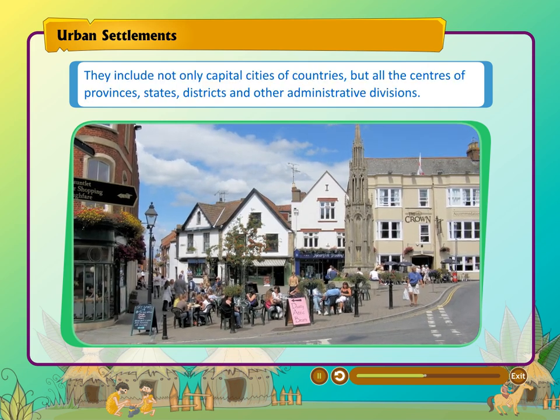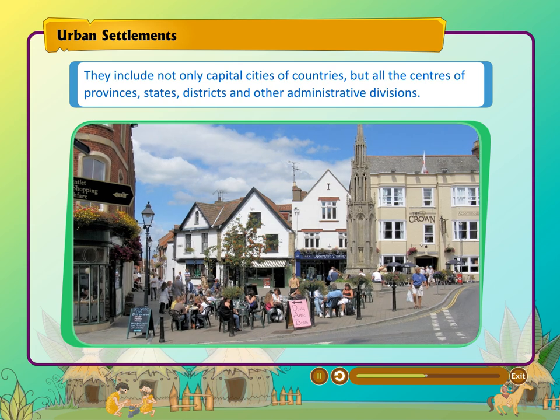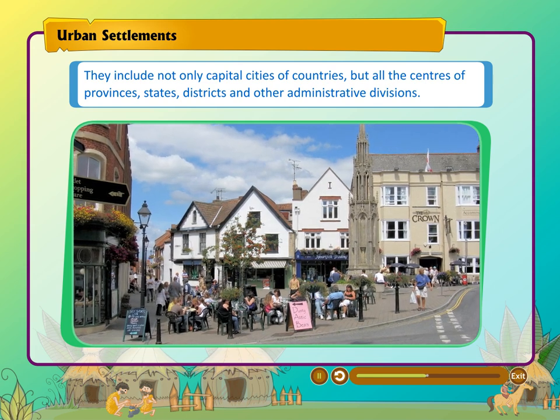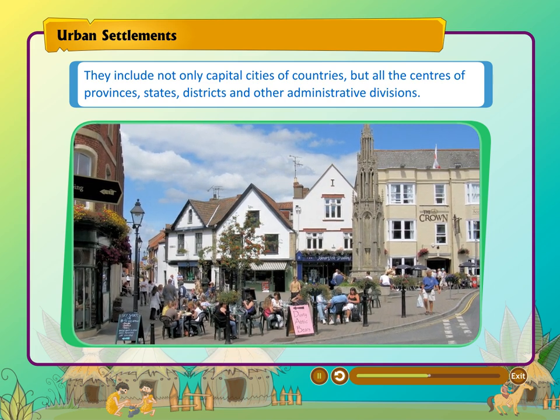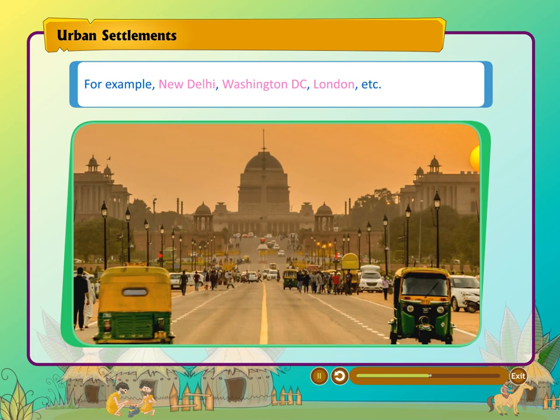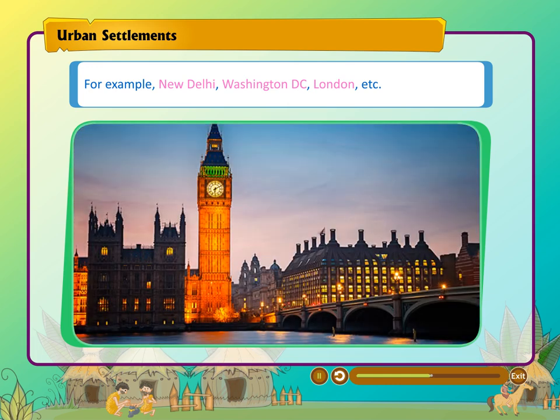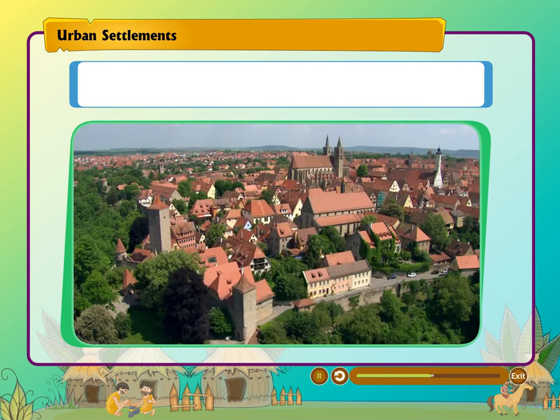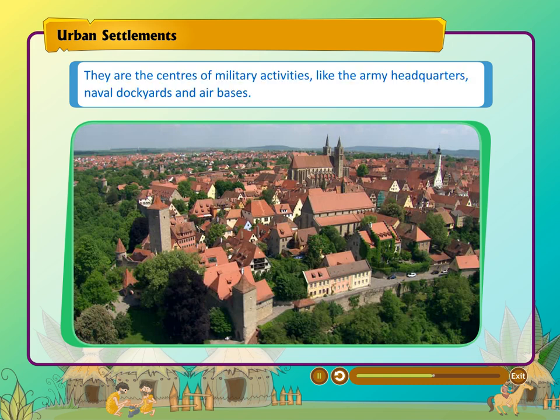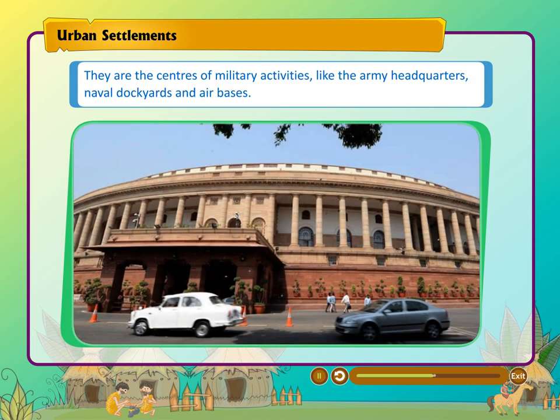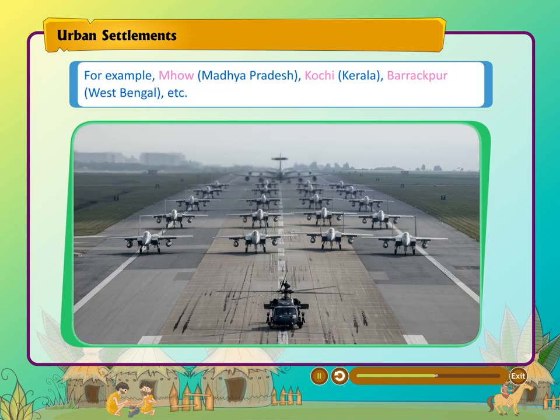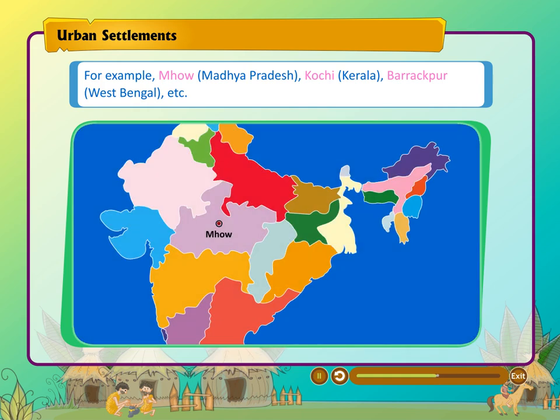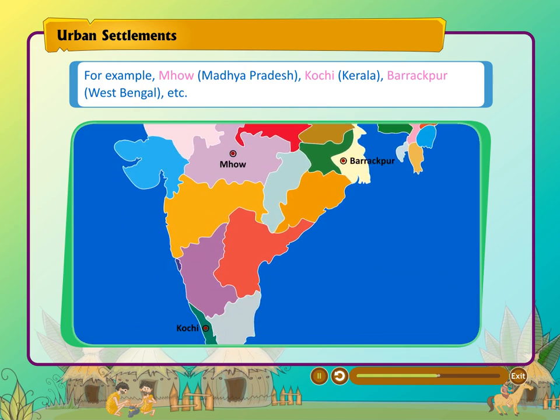Administrative towns. They include not only capital cities of countries, but all the centers of provinces, states, districts, and other administrative divisions. For example, New Delhi, Washington DC, London, etc. Defense towns. They are the centers of military activities like the army headquarters, naval dockyards, and air bases. For example, Mhow, Madhya Pradesh, Kochi, Kerala, Barrackpore, West Bengal, etc.